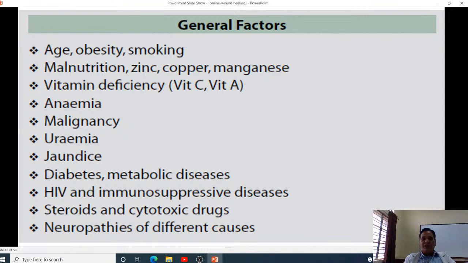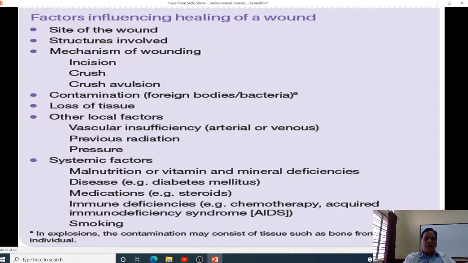So local factors, general factors. You must remember this by heart. Anytime, even if you are asked after waking up in the night, you should tell the local and general factors. So what are the factors that are going to affect the wound healing?